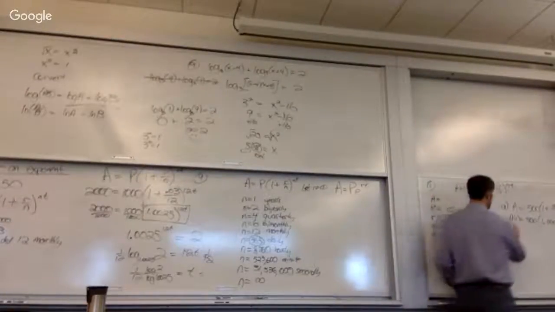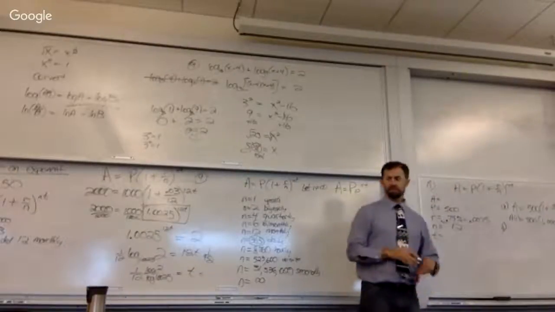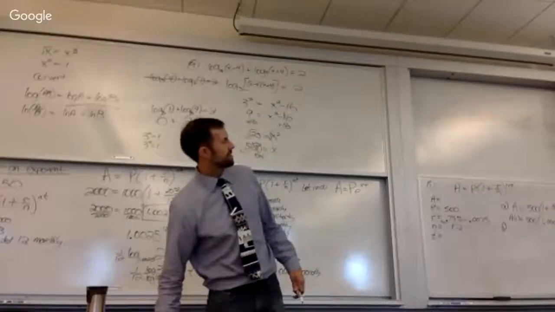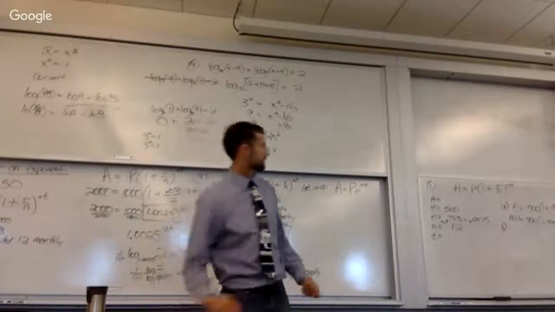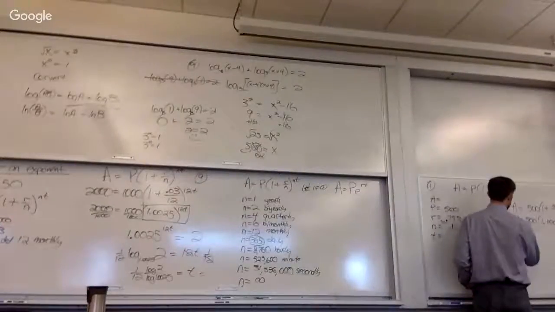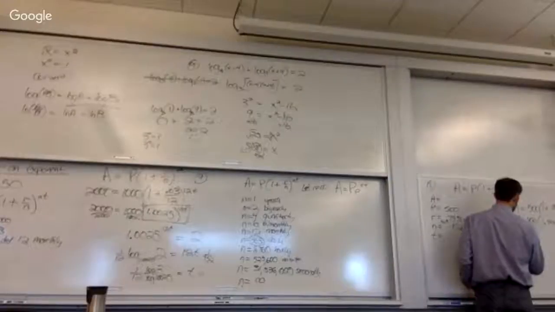So in part B, what did they want? Yeah, 5, 10, 15, and 30, and 35. That's a whole lot of t's. Jeez. How about we just do 5, 10, 30? I'm perfectly fine with that. So let's find A of 5, find A of 10, find A of 30.